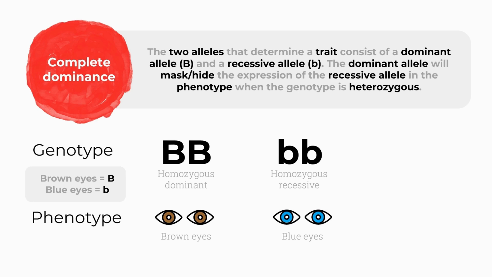But if the genotype of an individual consists of one dominant allele and one recessive allele, they are said to be heterozygous, and the dominant allele will mask or hide the recessive allele so that the phenotype will be brown eyes.